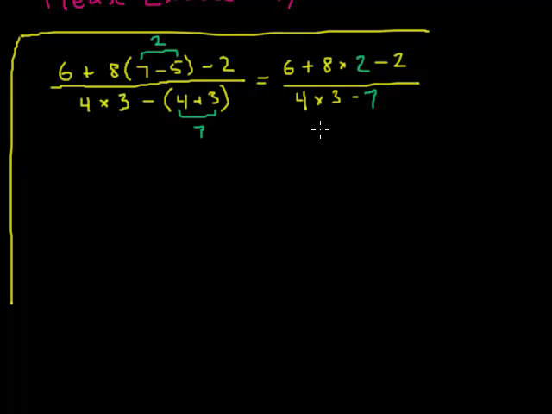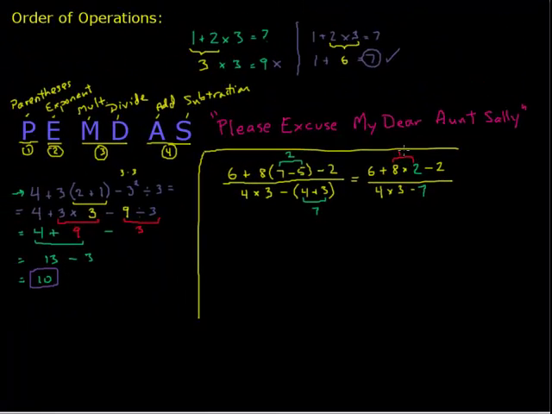Okay, now in the next step, all we need to do is our multiplication first. For the top, 8 times 2 is 16. And then in the bottom, we have 4 times 3. That's what we do first down here because we have multiplication and subtraction. So what's left is 6 plus 16 minus 2 all over 12 minus 7.